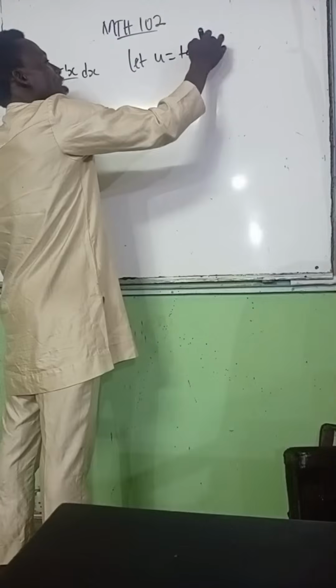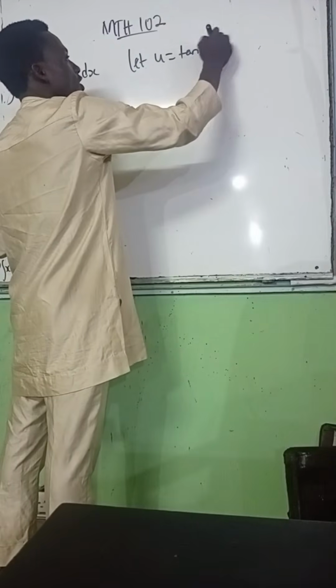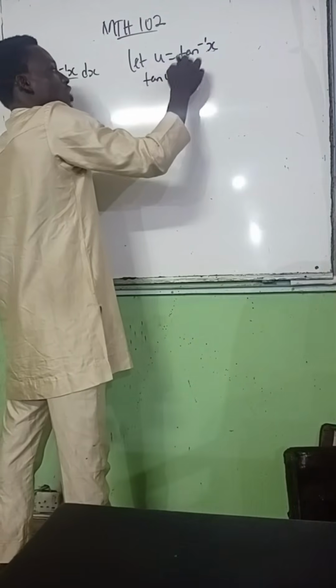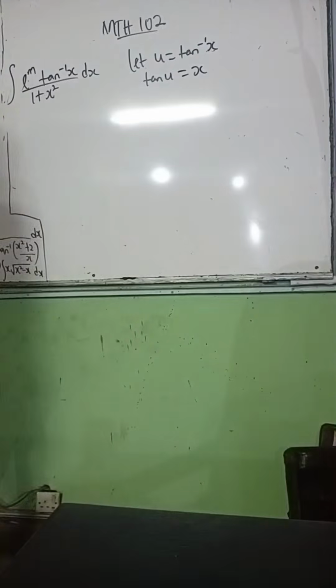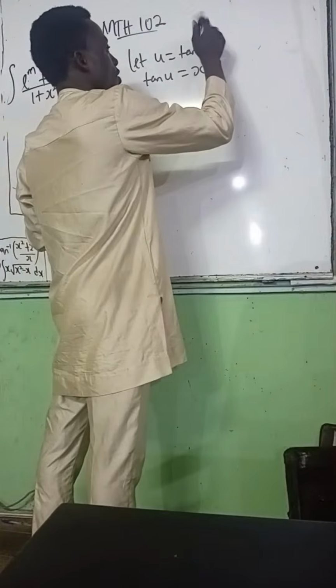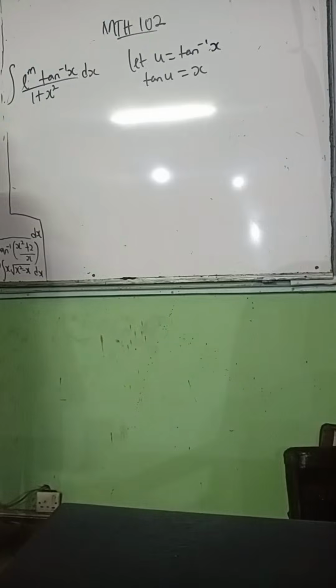Now, if you are not familiar, you won't know fast. If you say let u be tan inverse of x, that means tan u equals x, isn't it? If it is tan inverse of x, that means tan u is x. If you differentiate both sides, you'll be getting 1 over 1 plus x squared somewhere. You know, if you differentiate tan x, it gives you 1 over 1 plus x squared.